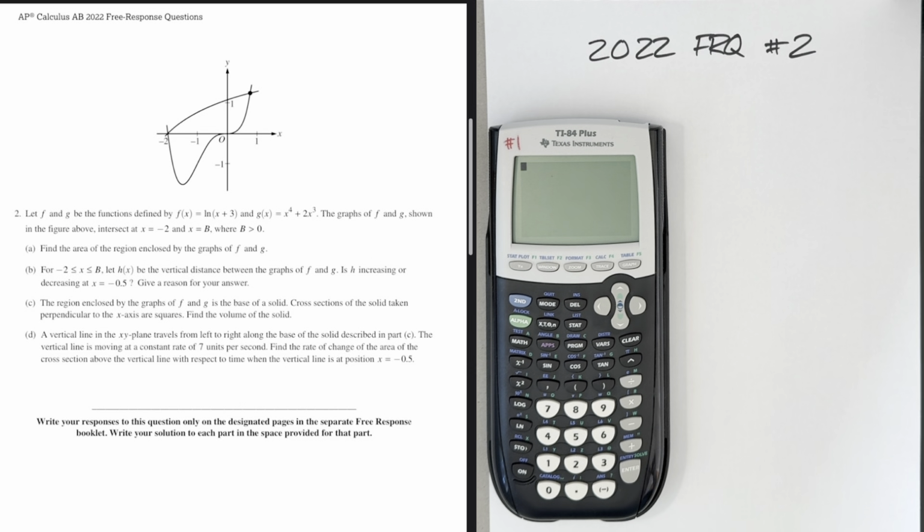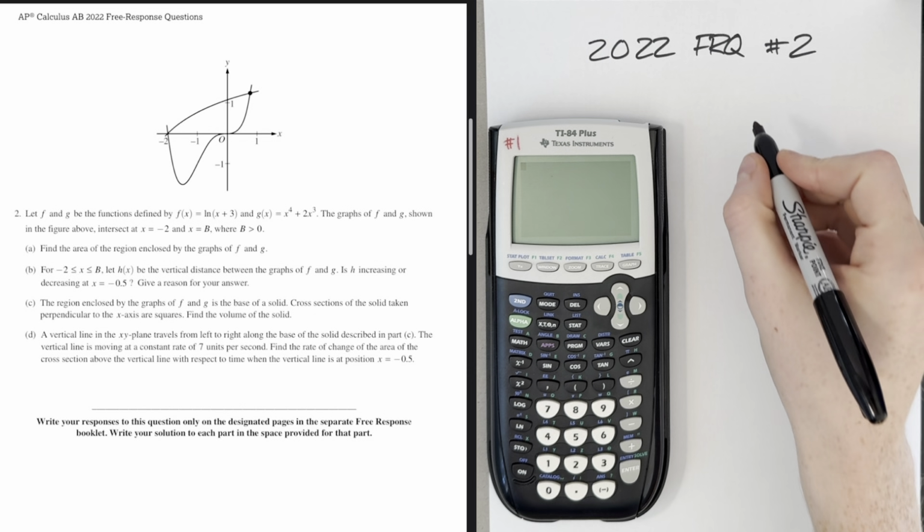It says let f and g be functions defined by f of x equals the ln of x plus 3 and g of x equals x to the fourth plus 2x cubed. The graphs of f and g, shown in the figure above, intersect at x equals -2 and x equals b, where b is greater than 0. So we've got these two curves. They give us the graph, and one of them is f, one of them is g.